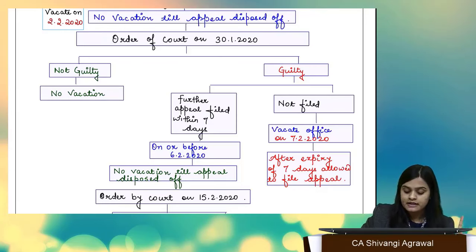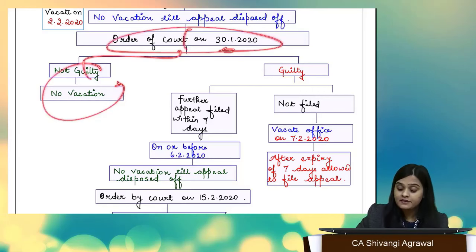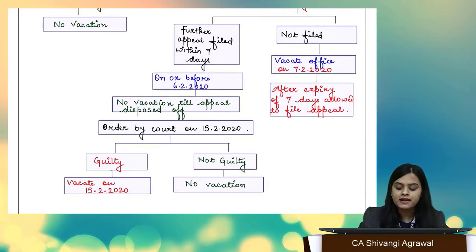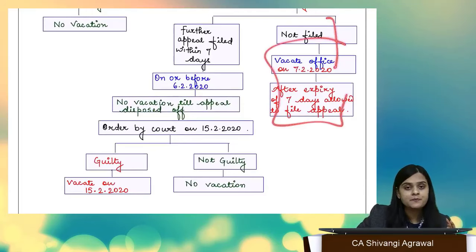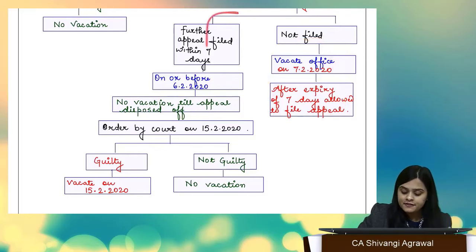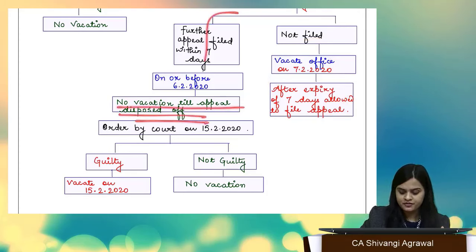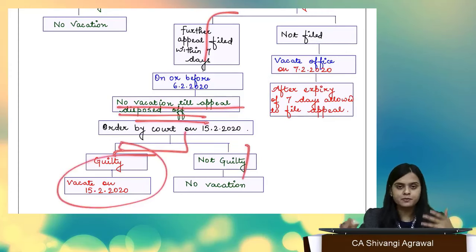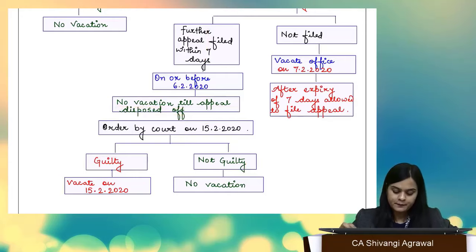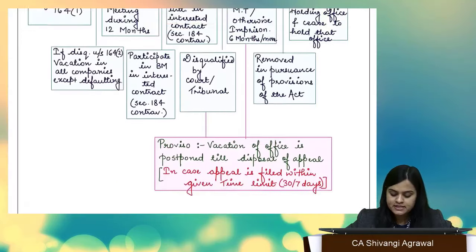Okay, so next court order I receive, I'm not guilty, I don't vacate. And if I am guilty, I again get a chance to file an appeal within 7 days. If I don't file the appeal within 7 days, I vacate on the expiry of the 7th day. But if I file the appeal, again I will not vacate the office till this appeal is disposed of. And after this, I don't have a chance for further appeal. So if I'm guilty, I have to vacate. If I'm not guilty, I'll not vacate. Okay. So that's why these 2 points are given separately.